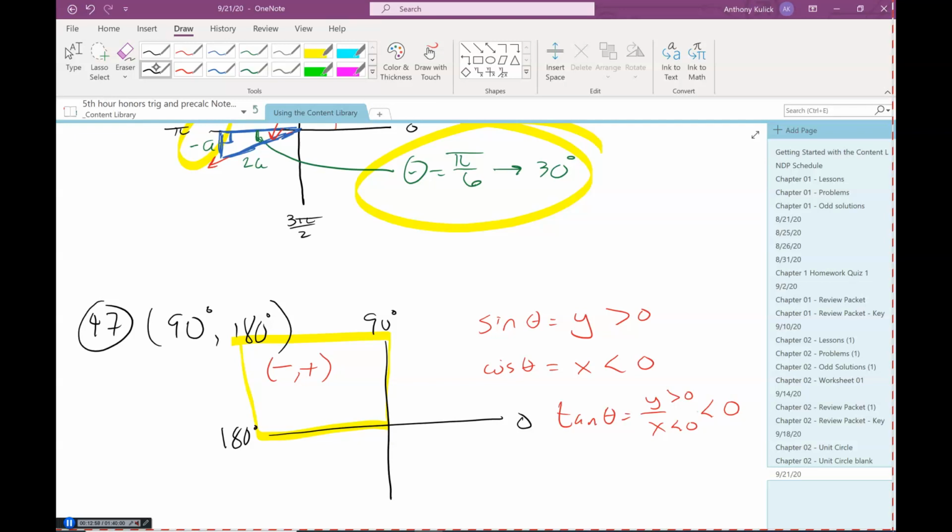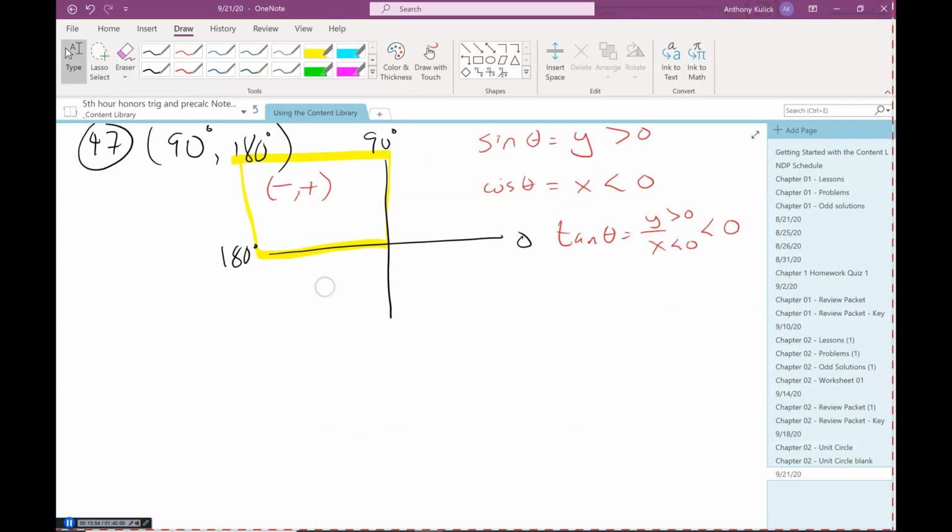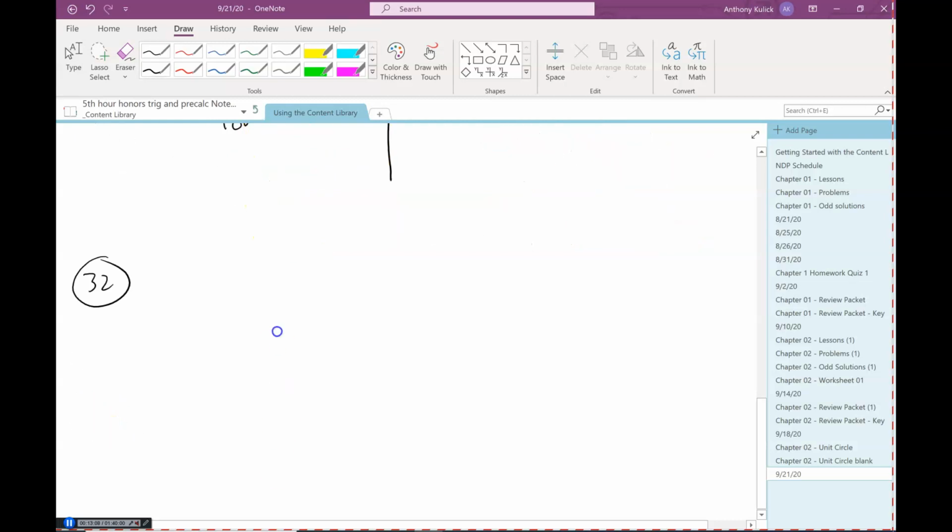Kristen. 32? Certainly. So 32 says find the exact value without using your calculator. And the angle in question is tan of 45.